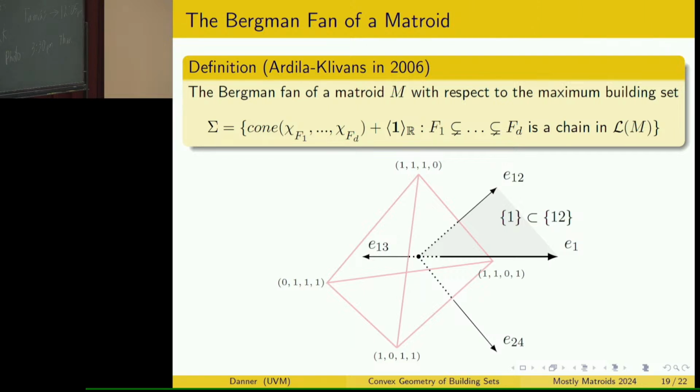So here's an example of a 2-dimensional cone. They don't get bigger than that, right? So if you go up to 3 elements, all of a sudden they span the whole space. So there's a chain, 1 inside 1, 2.